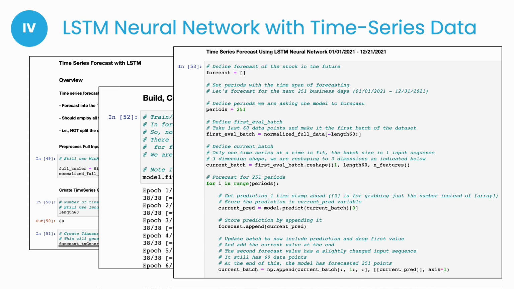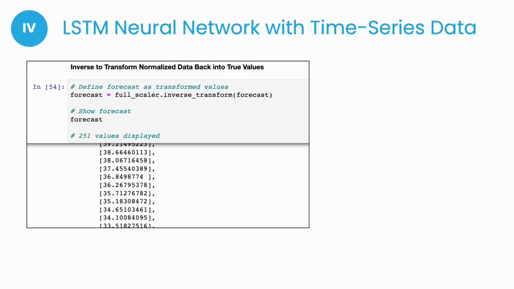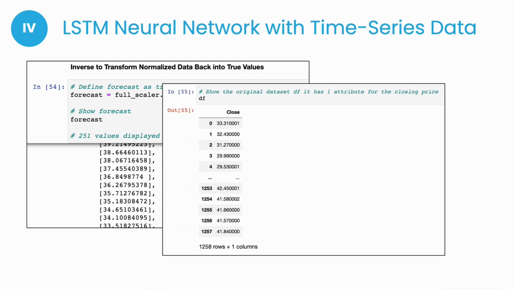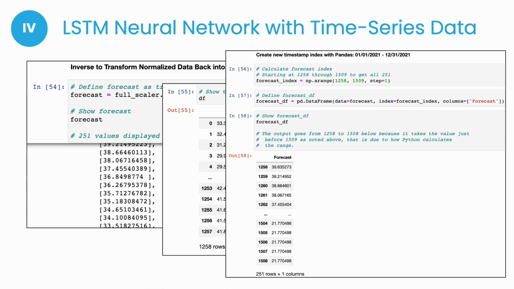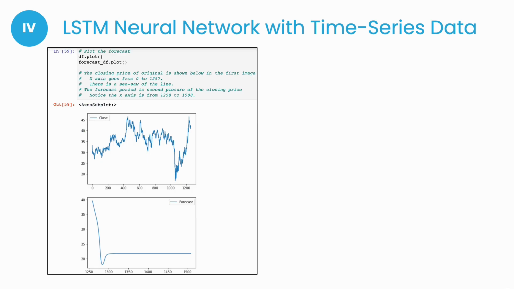Next was a for loop to forecast. Then the data is transformed from being normalized back to true values. Then the original data set is displayed and the new timestamp index is created, defined, and displayed. And now the moment of truth. The forecast is plotted and it looks weird.